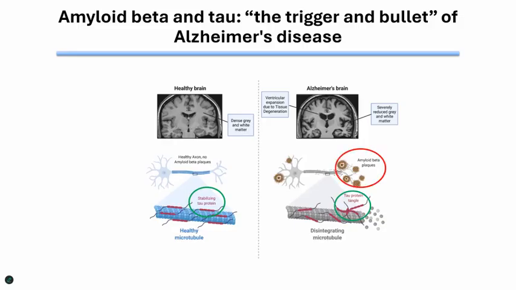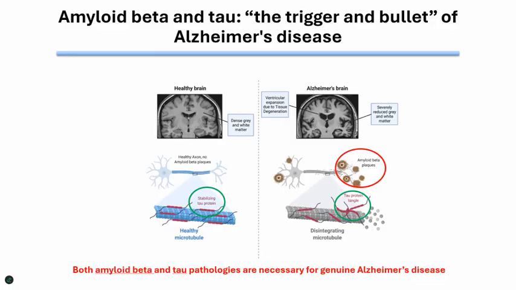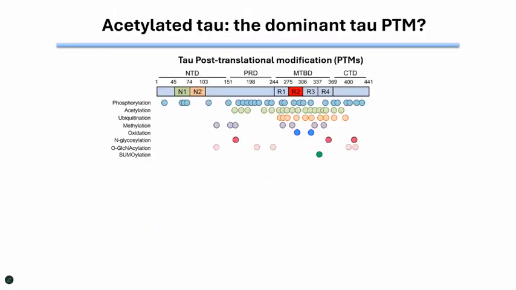Now, it's important to note, particularly for this talk, that both amyloid beta and tau are necessary for genuine Alzheimer's disease. You cannot have AD with just one of these proteins. Both need to be present to actually have the diagnosis of AD. Now, us in Todd's lab, the Tau Meister, as you might imagine, we're more interested in tau than amyloid beta, but we are interested in both proteins.